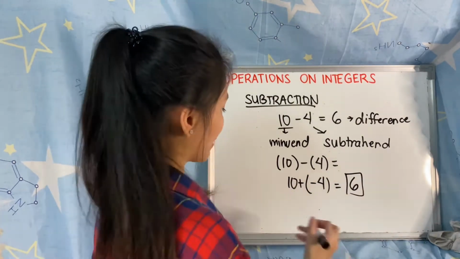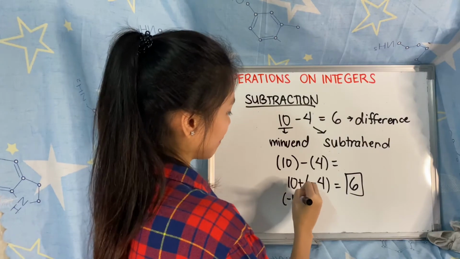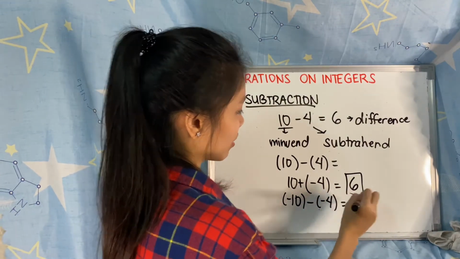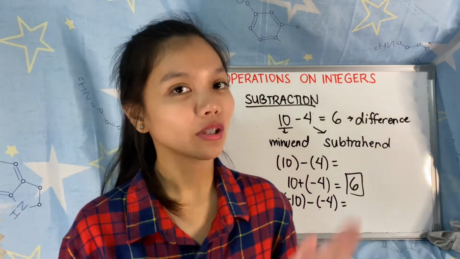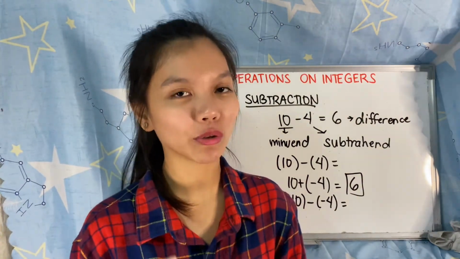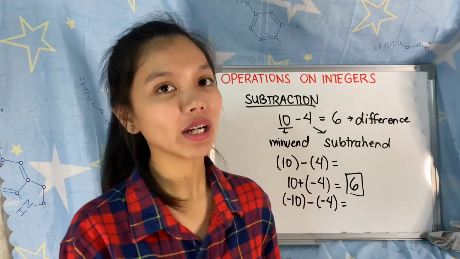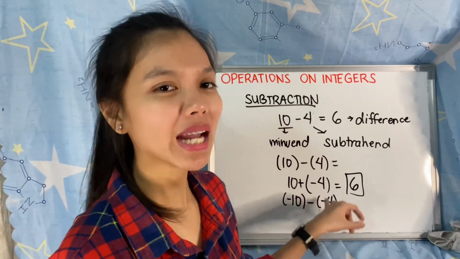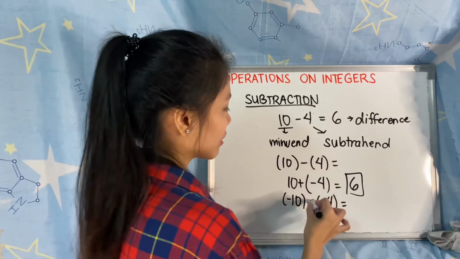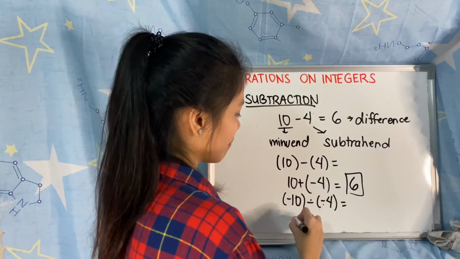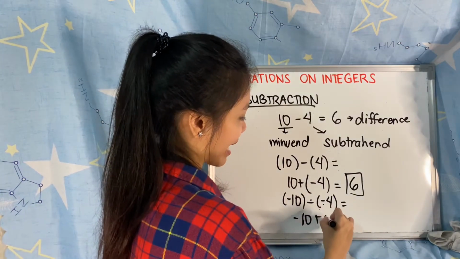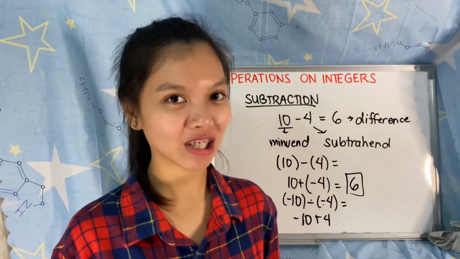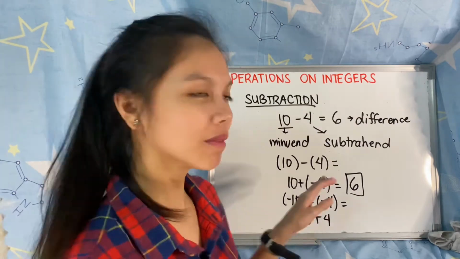How about if we have negative 10 minus negative 4? What will be your answer? Remember to change the sign of your subtrahend. So, we have here negative 10 minus negative 4. So, magiging opposite na yung sign ng ating subtrahend. So, we have negative 10 plus 4.